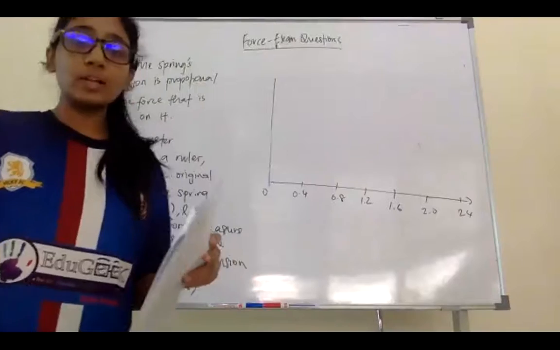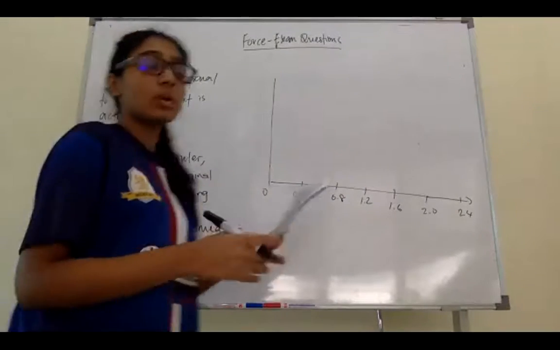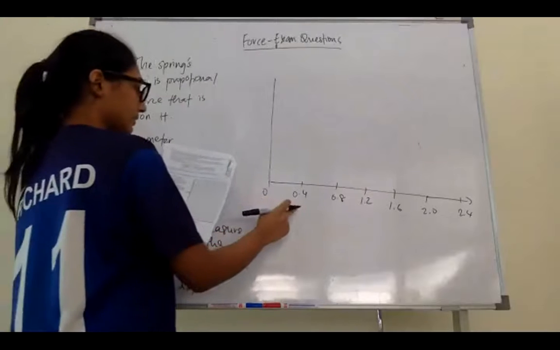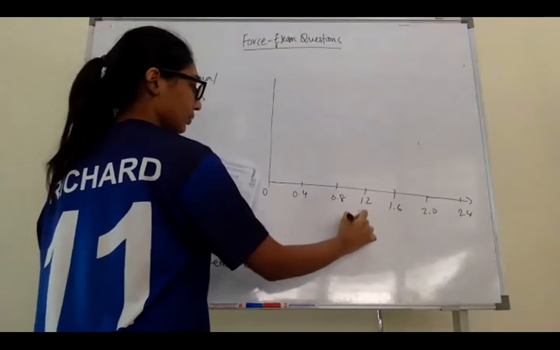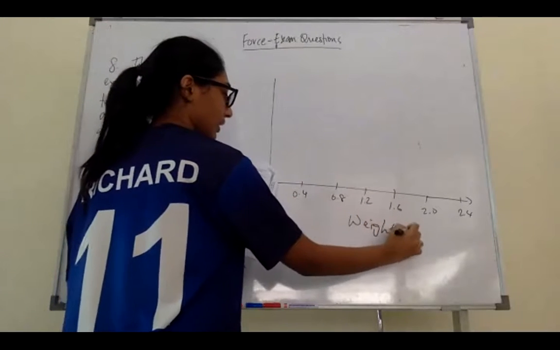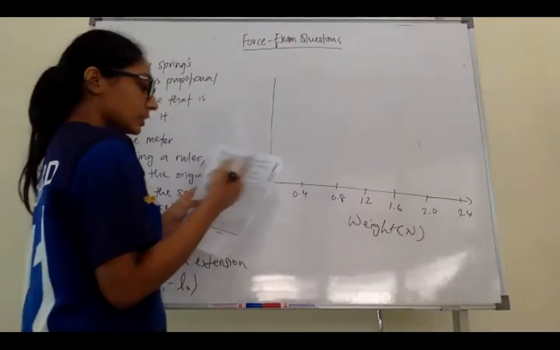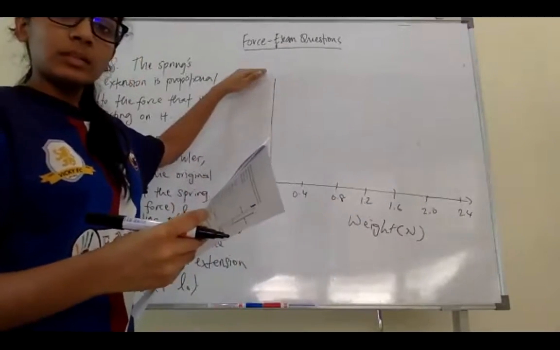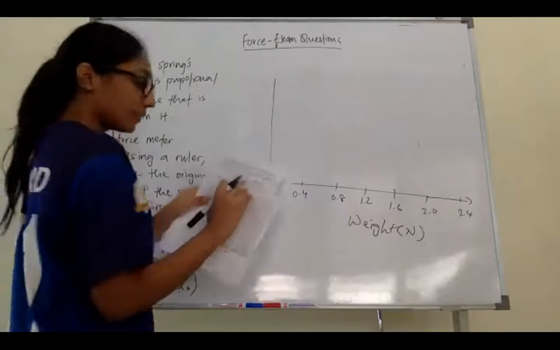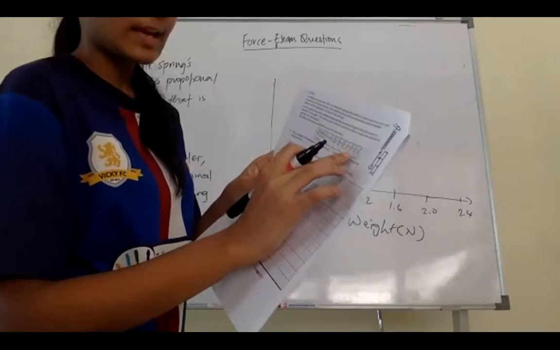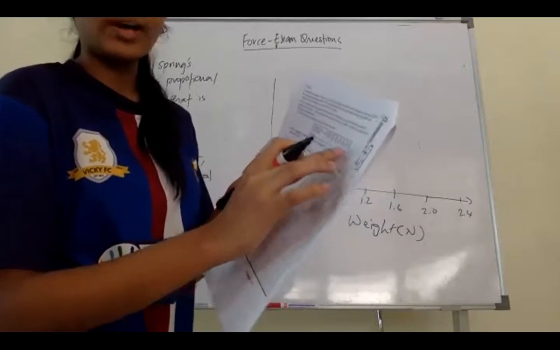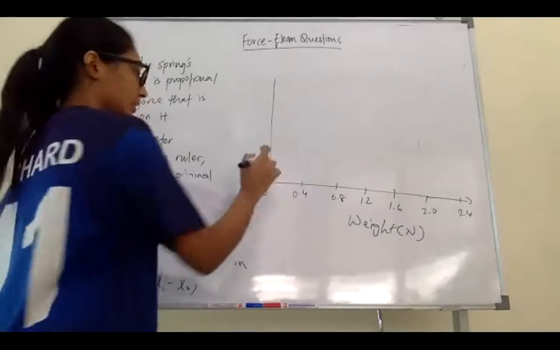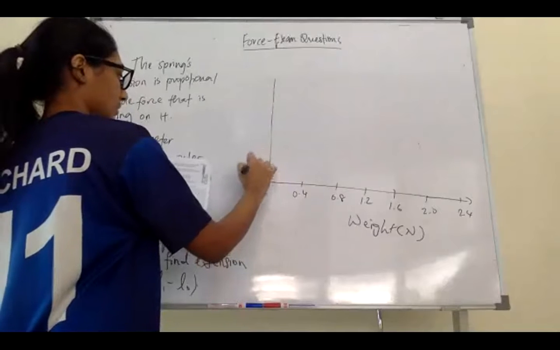So, just to tell you all a bit about graph drawing, your scale must always be uniform. For example, this is 0, 0.4, 0.8, this is the weight, which is already uniform, so it's okay. And then your extension, you don't put these readings on top here. It has to be uniform. So you can start with 2, but 2, 4, 6, 8, 10, 12. You cannot put 2, 4, 6, 8, 8.5, 8.6. Then it's not correct.